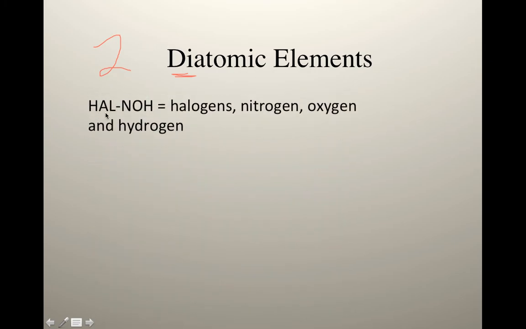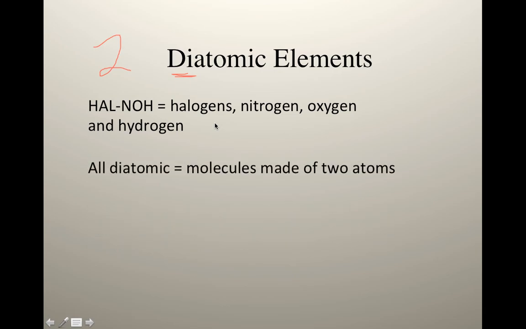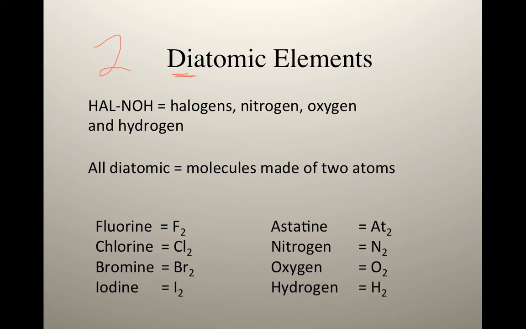The way to remember them is by saying Hal, no. Hal for halogens, all the group 7, and then nitrogen and oxygen and hydrogen. Made of two atoms, and here they are. This only applies when they're by themselves, not in a compound. When they're by themselves, they all have a 2 for a subscript. So make sure you remember that. Hal, no, we won't go.